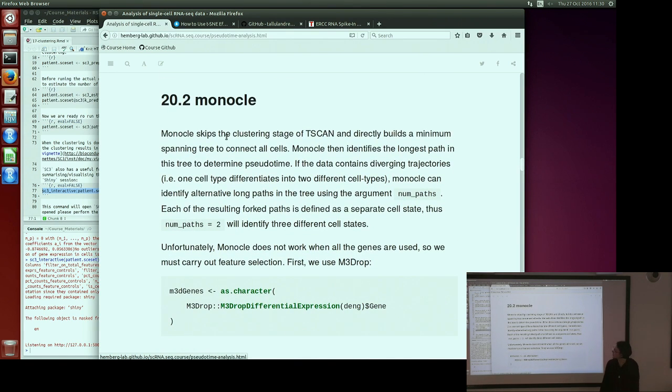Another method that's based on a similar idea is Monocle. Only Monocle skips all of this clustering and just builds a minimum spanning tree connecting all of the cells from the get-go, and then identifies the longest path in that minimum spanning tree, which it uses as the pseudotime. Branches coming off of that tree can be diverging trajectories to different cell types. So if you have one main branch and then one side branch, you've got one cell type that differentiates into 2 different cell types. However, Monocle does not identify the number of different branches itself. You have to specify that using the numpaths argument.